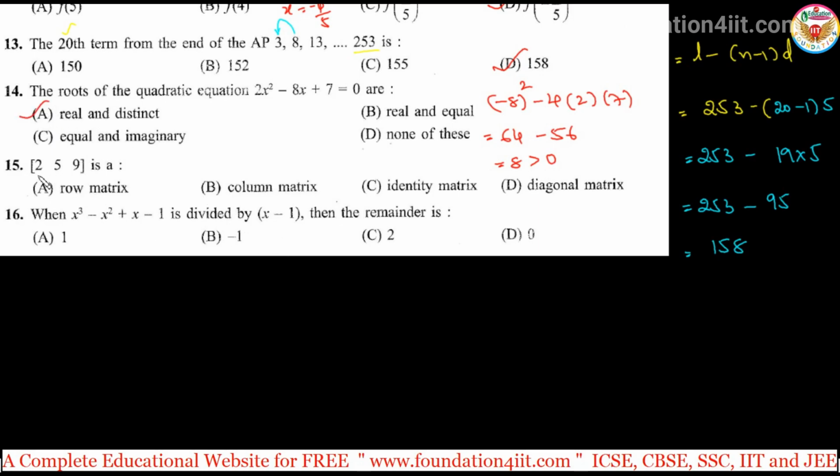Right? And the 15th one. Which type of matrix? It has only a single row, so it's a row matrix. If there is only a single column, it's a column matrix. Okay, we should know the types of matrices.